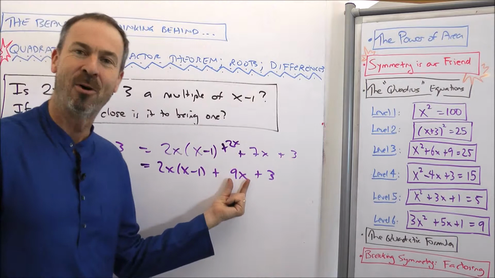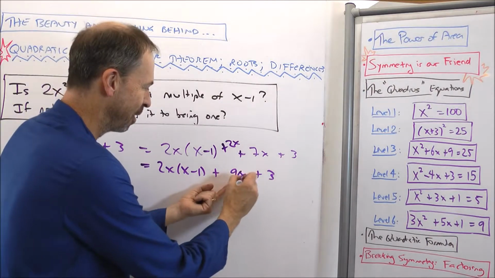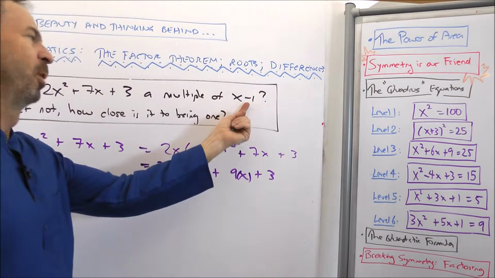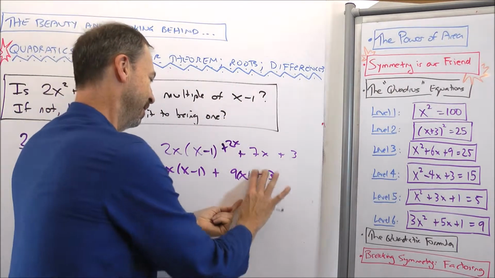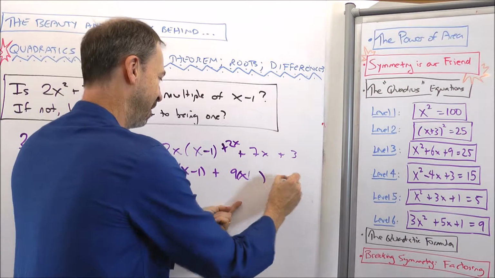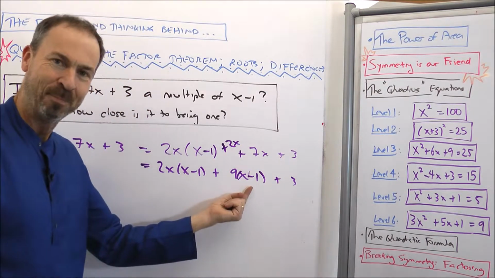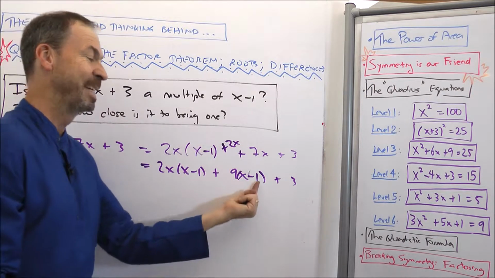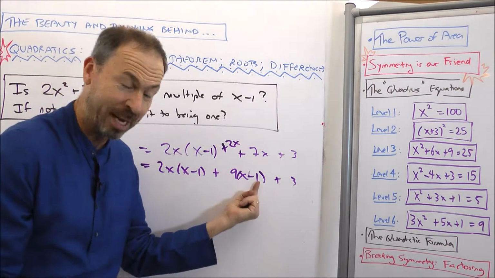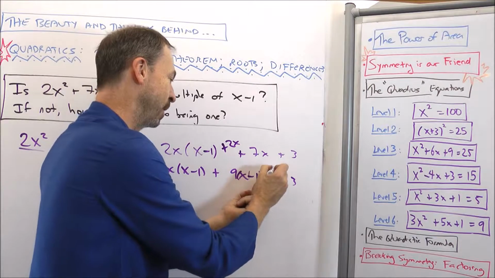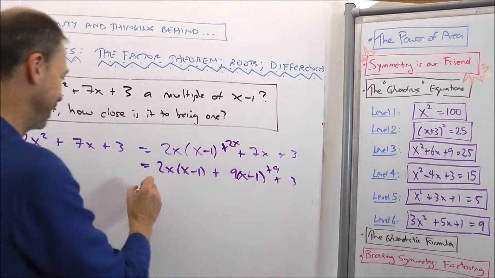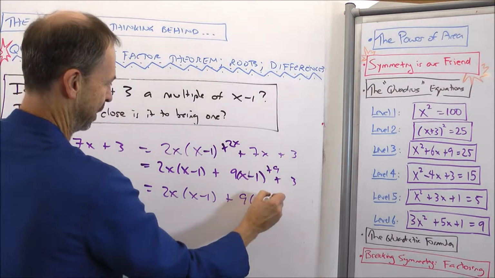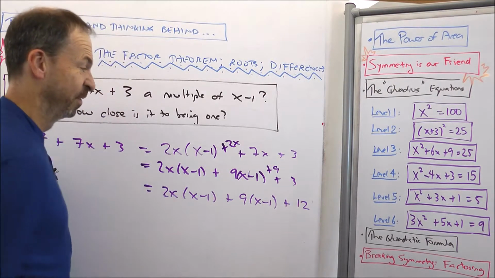But now let me focus on 9x. This is 9 times x. It's a multiple of x, but I want a multiple of x minus 1. So let me make that 9 times x minus 1, plus 9. The 9x is still there, but I've introduced a negative 9. I can't just throw in a negative 9 at random, I better counteract that with a positive 9. So now I'm seeing this is 2x times x minus 1 plus 9 times x minus 1 plus 12.